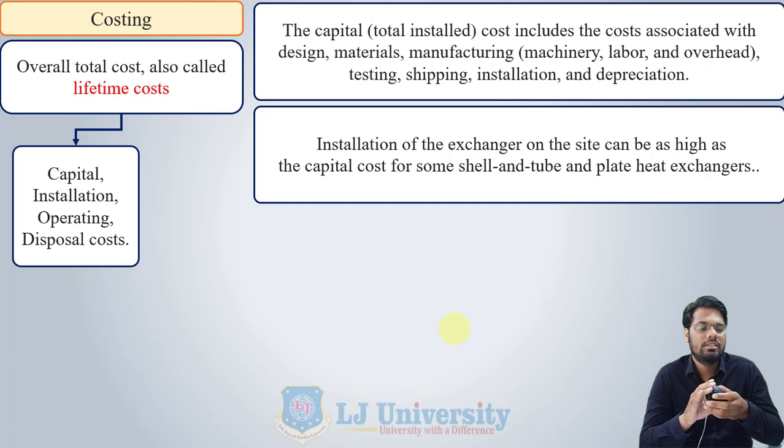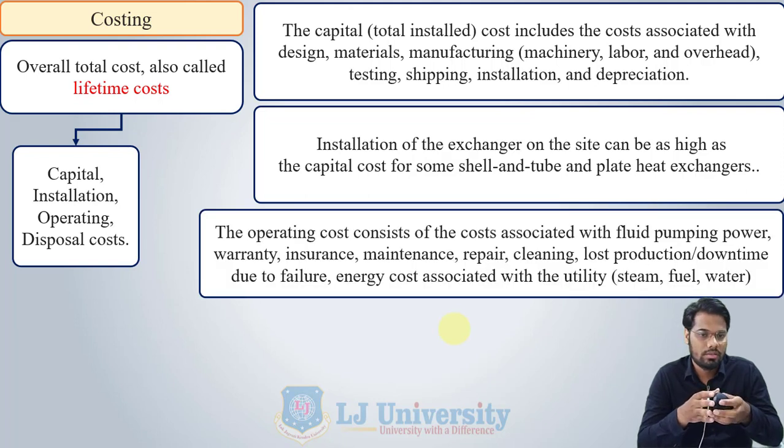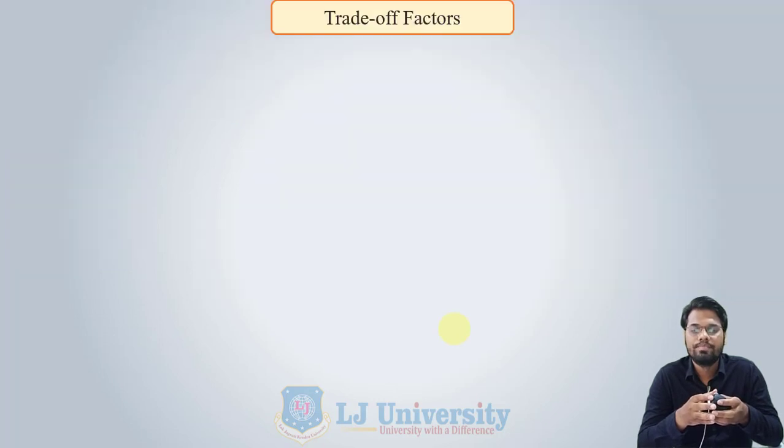Installation of the heat exchanger on site can be as high as the capital cost for some shell and tube and plate heat exchangers. This is the installation cost. Then the operating cost, which consists of the cost associated with fluid pumping power, warranty, insurance, maintenance, repair, cleaning, lost production, downtime due to failure, and energy cost associated with the utilities, steam, fuel and water.